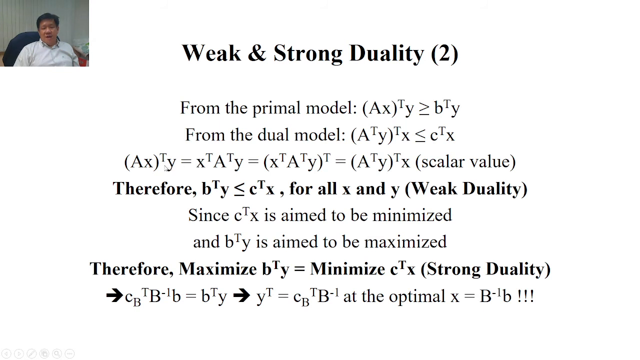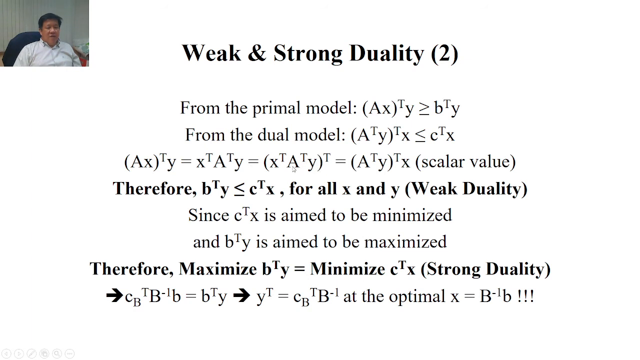But this value is a scalar value, because it is compared with b transpose y and c transpose x. It has dimension 1 by 1. So if I transpose it again, it doesn't make any difference, because the transpose of a scalar is equal to itself. When this one is transposed again, we can apply the concept that (A times B) transpose is equal to B transpose A transpose.